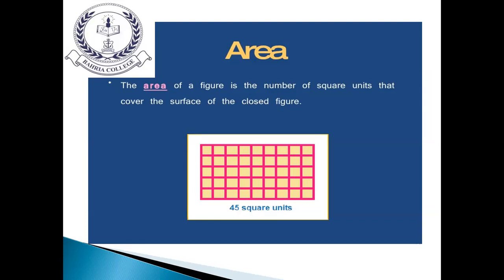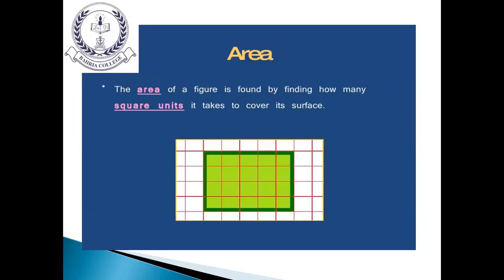You divide the whole surface into square units, the number of square units, and then you tell that person that this many squares I need to cover the whole floor of my home. The person sends the number of square tiles to your home, and you ask a person to put them on your floor, and this way you cover your floor with a beautiful tile. That is a very close example of your routine life. Now the area of a figure is found by finding how many square units it takes to cover its surface. That is, how many square units.